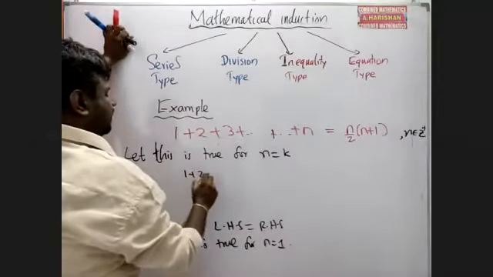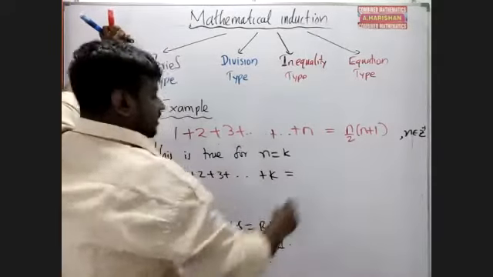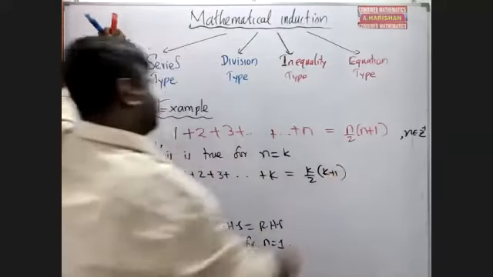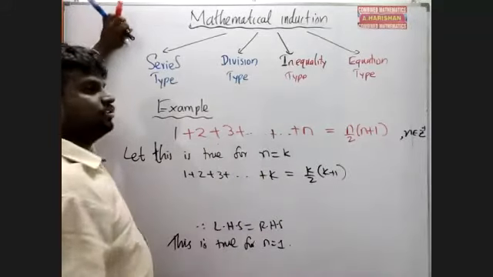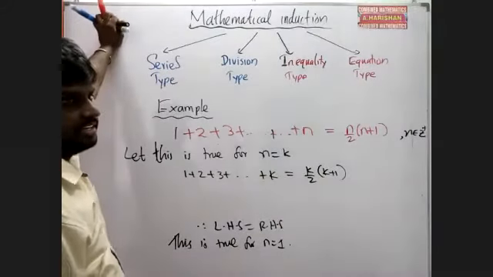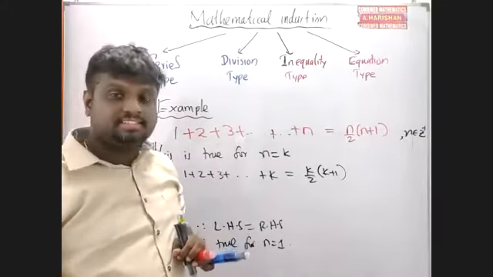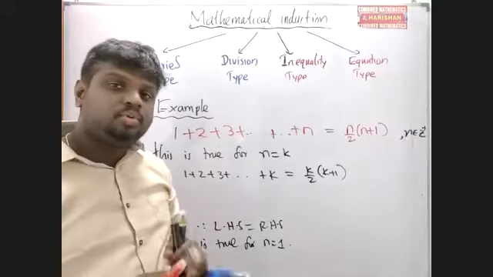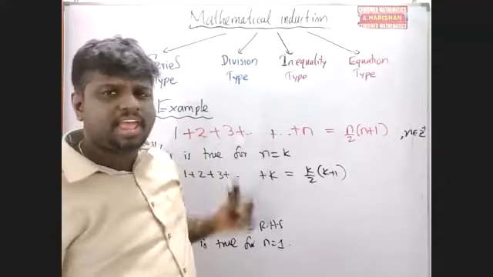So then okay, we'll put there up to k that equals k by 2 into k plus 1. Okay. So let this be true for n equals k, means 1 plus 2 up to k equals k by 2 into k plus 1. So that's it. Then what we have to show, that is the thing. So we have to show that this is true for k plus 1 also.